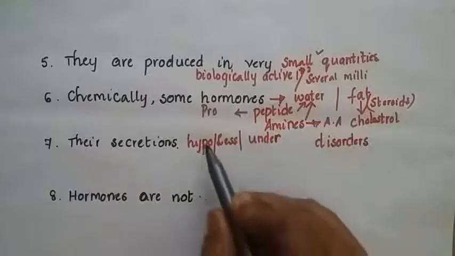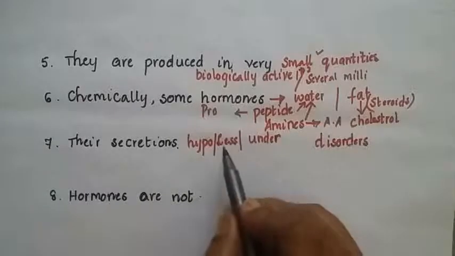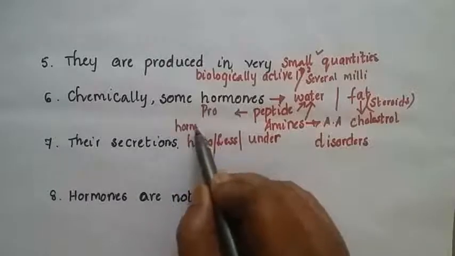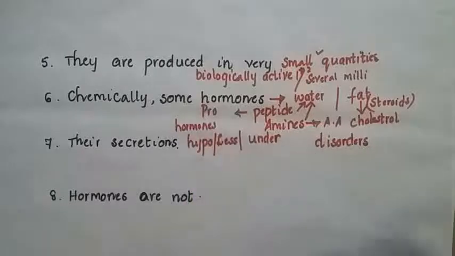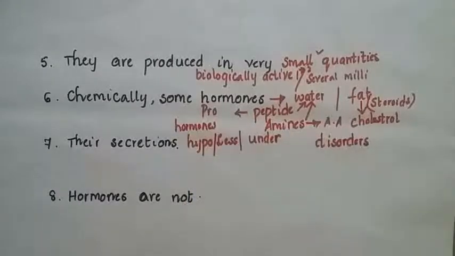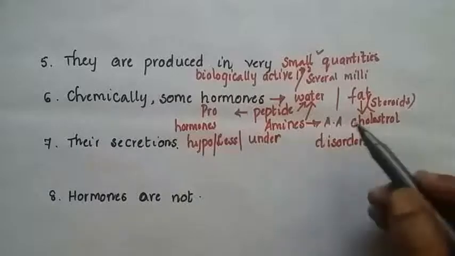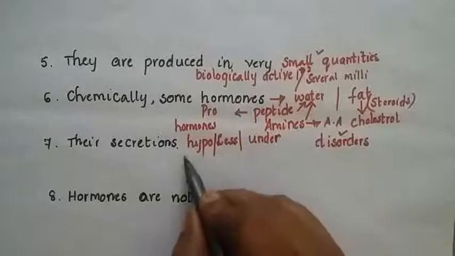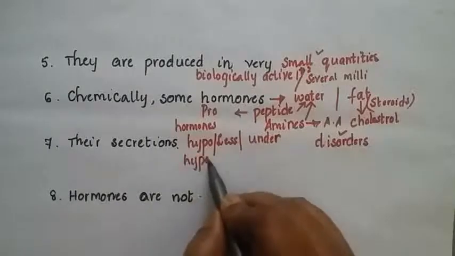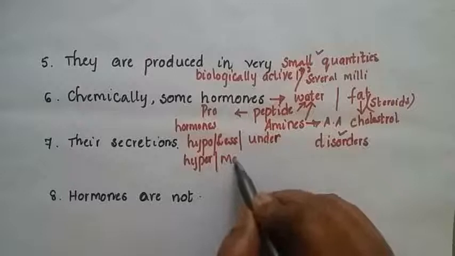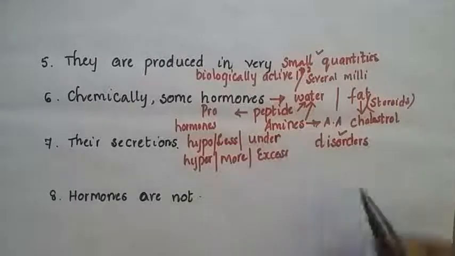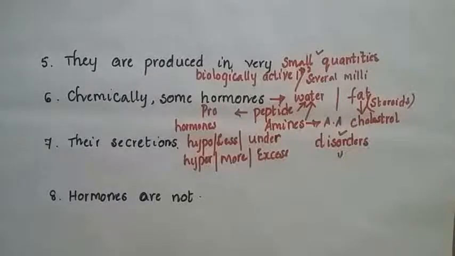Right? So the hyposecretion or less secretion or undersecretion of these hormones brings about a lot of changes, which leads to a lot of consequences in human beings. What do we call them? Disorders in human beings. Or if there is more secretion, a hypersecretion or excess secretion, it also leads to a lot of disorders in human beings.